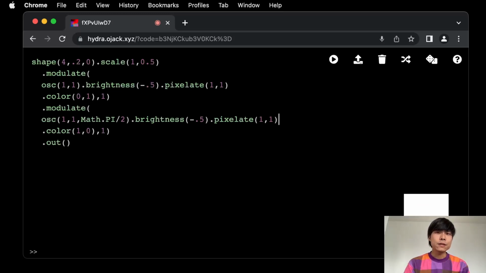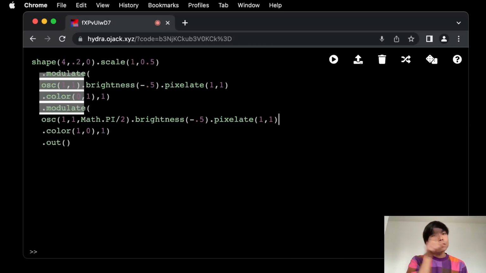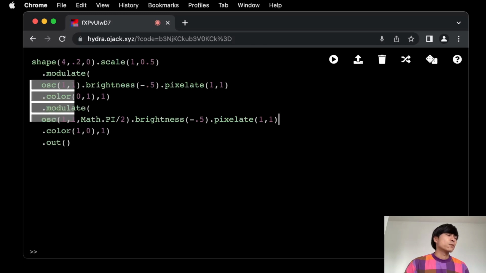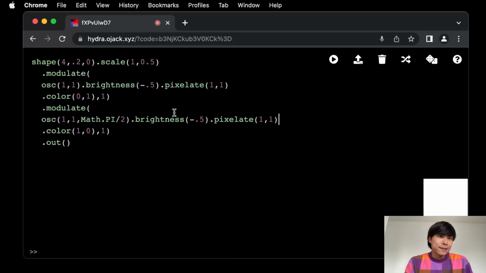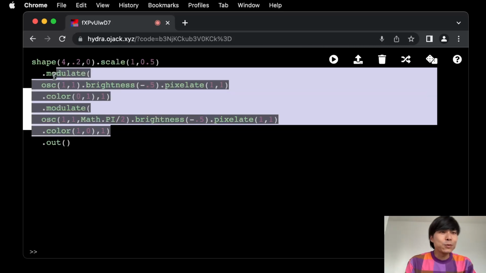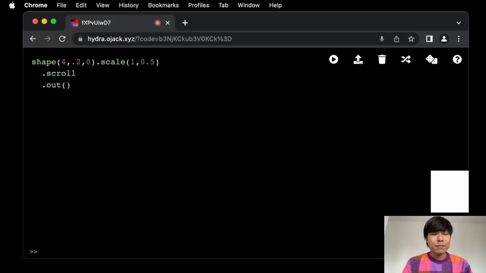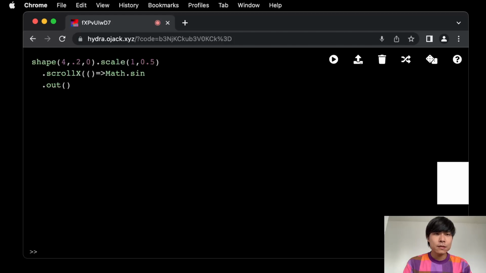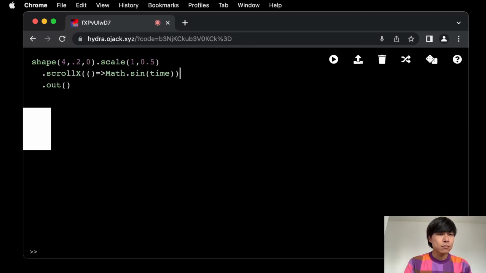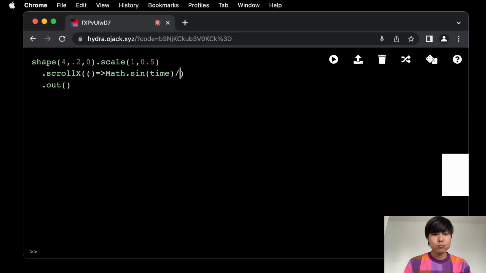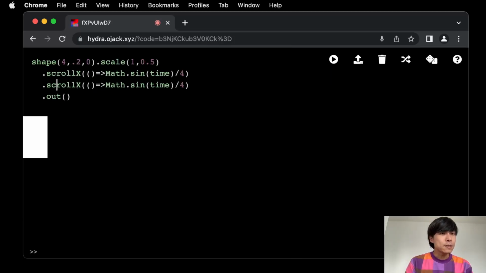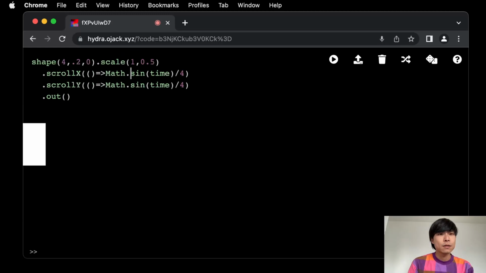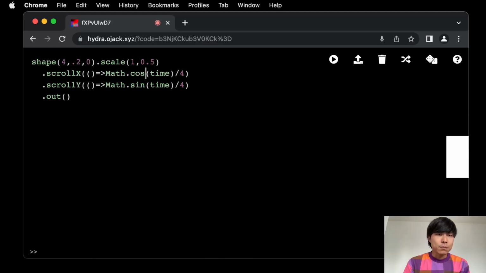And now you can see that because of the aspect ratio, it's making an oval, but if it's a square canvas, then the shape is going in a circle. Of course, you can do this without writing this whole bunch of code. You can do scroll. Maybe I do scroll X and Y. Math, sine, and time. Divided by, I don't know, 4 or something. By the way, there's a scroll function without X or Y, which you can have X and Y parameters all together. But I'll just make this for the simplicity.